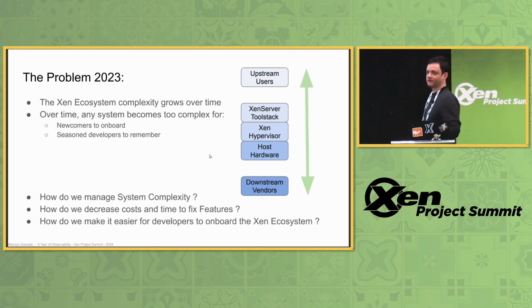And we have this problem with XenServer. XenServer has evolved over the years. It has a history of about 20 years, and we have more and more components being added all the time. The team grows, and it becomes complicated for everybody to understand each other, right?